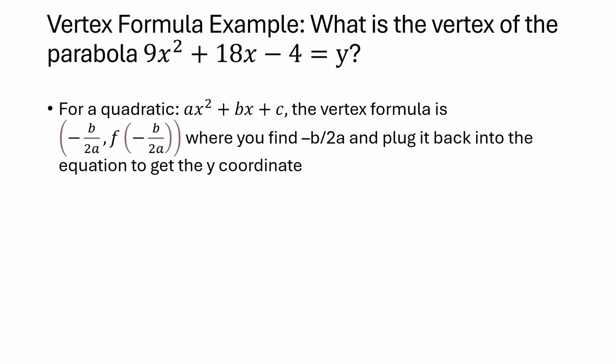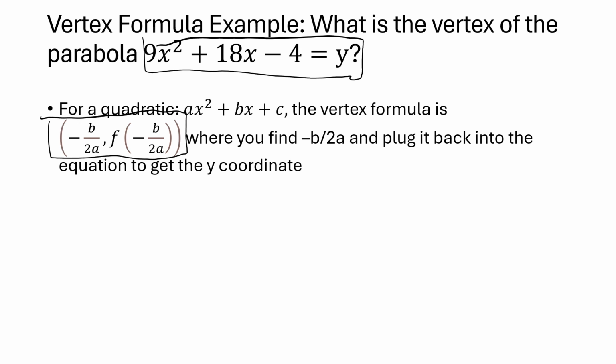Another very easy way to solve for the vertex is the vertex formula. So let's start with this example, 9x squared plus 18x minus 4. This is the vertex formula, minus b over 2a, comma f of minus b over 2a. So let's try it out. First, we need to identify what the a, b, and c values are. So we get a is equal to 9, b is equal to 18, and c is equal to negative 4. Now let's plug this into the formula.